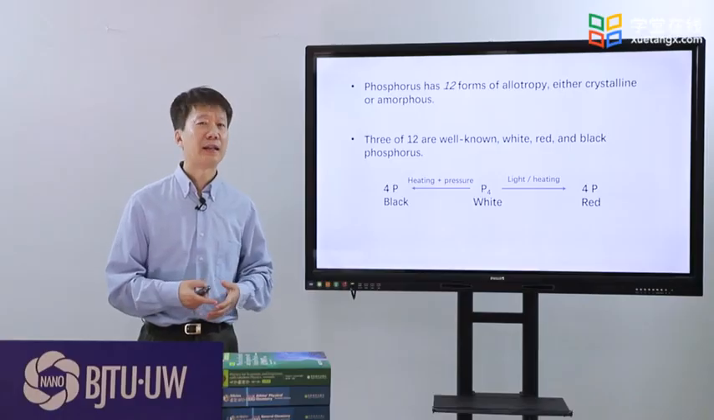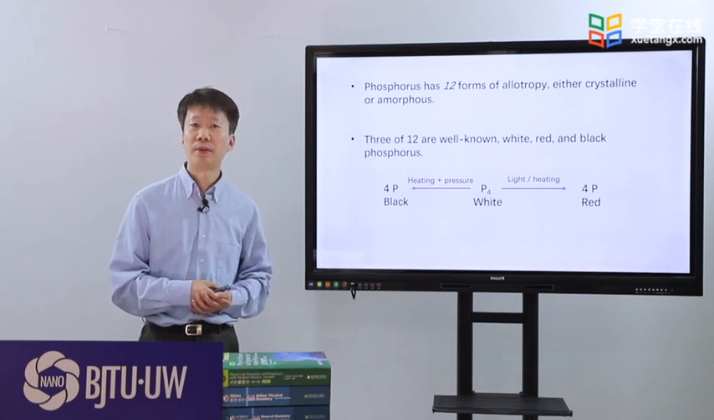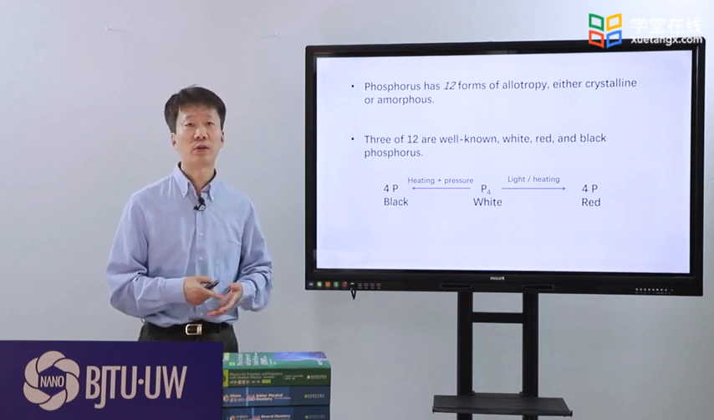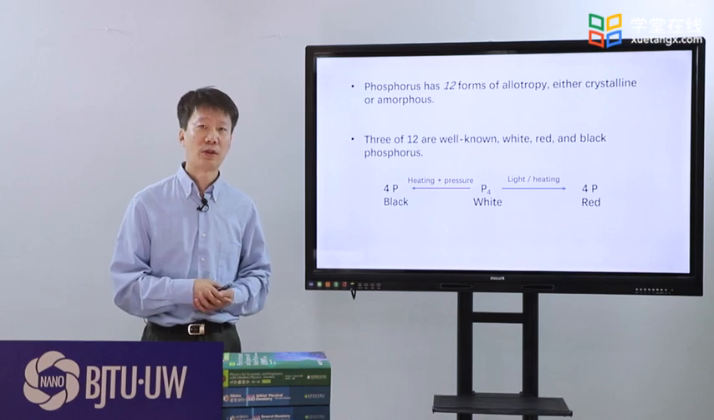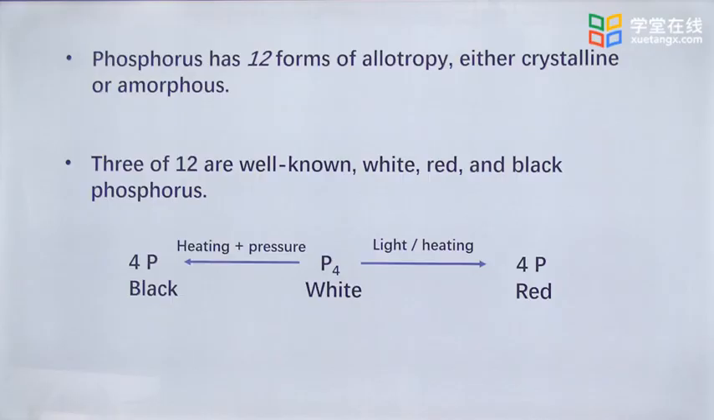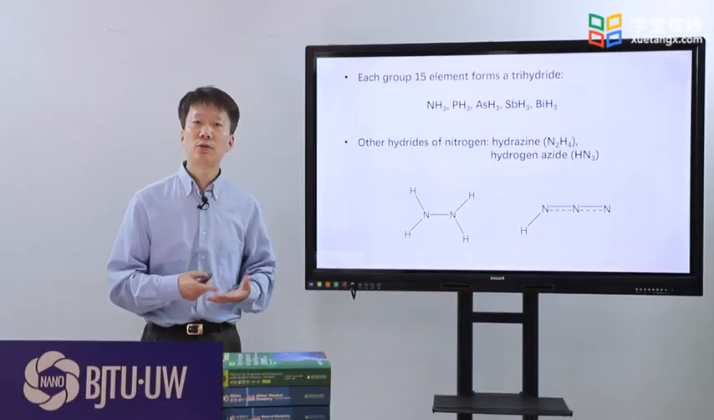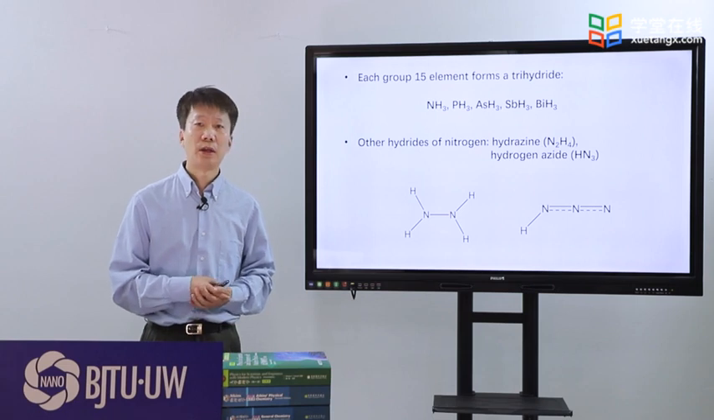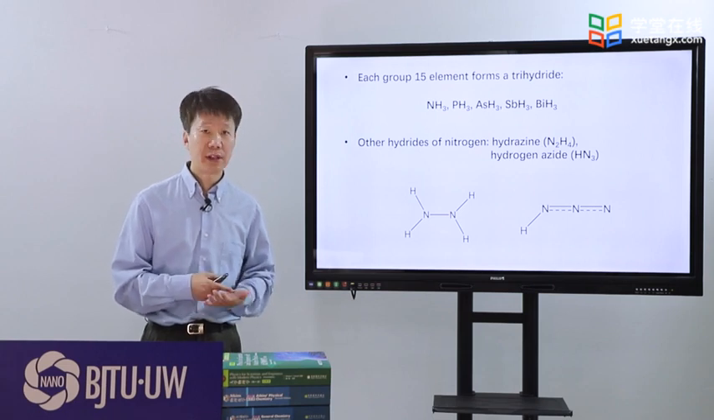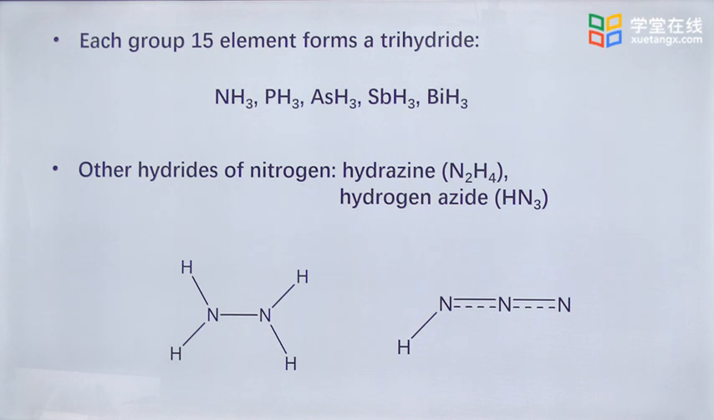Phosphorus has as many as 12 allotropes, either crystalline or amorphous. 3 of the 12 are well known: white, red, and black phosphorus. Each group 15 element forms a trihydride: ammonia, phosphine, arsine, and others. Other hydrides of nitrogen include hydrazine and hydrogen azide.